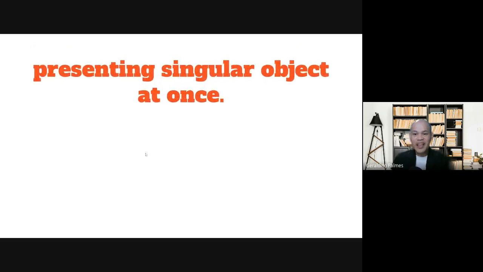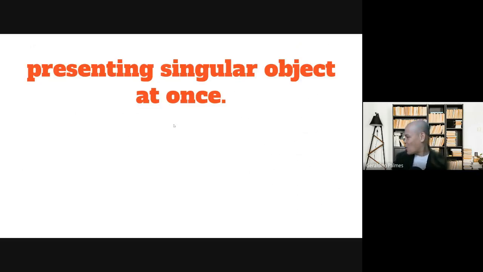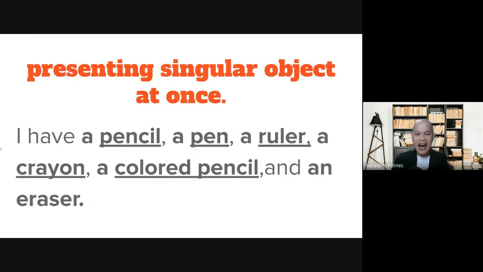This time, presenting singular objects at once. If you've got so many, ruler, pen, whatsoever you have, eraser, you can say it like this. I have a pencil, a pen, a ruler, a crayon. I don't have a crayon here, but in case you have a crayon, you can say a crayon. In case you have all these things, colored pencil, and the last one is an eraser, you can say this all together at once. Okay? Can you say it one more time? I have a pencil, a pen, a ruler, a crayon, a colored pencil, and an eraser. Good job.